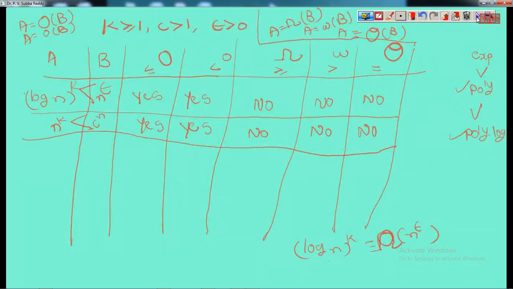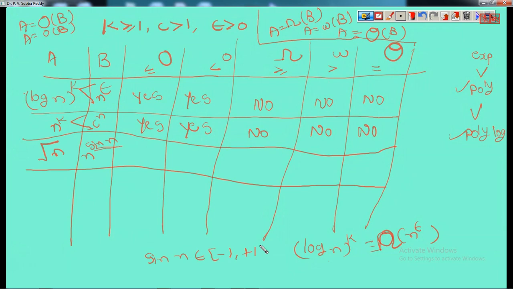So one is root n, the other is n power sin n. Now what is the order of growth here? What is the range of the sin function? Minus 1 to plus 1. If it is minus 1, this is n power minus 1, smaller than root n. If it is plus 1, n power plus 1, more than root n. Sometimes it is more, sometimes it is less. So the answer is no. We are not able to relate these two things.